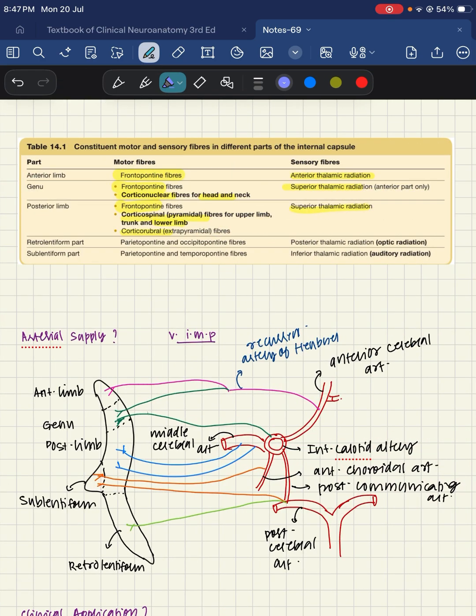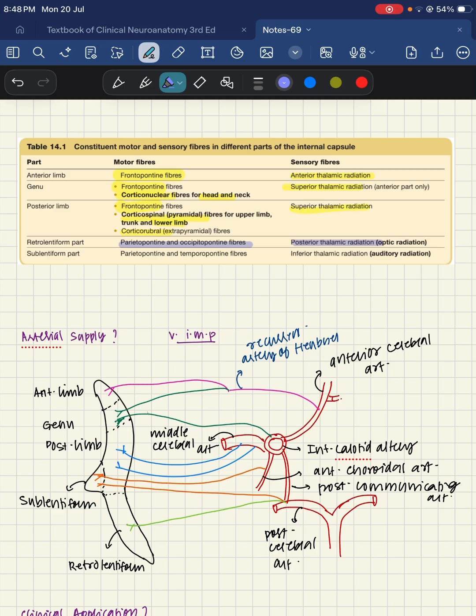Okay, so coming to the next one, which is the retrolentiform part. Through the retrolentiform part, we can see that the parietopontine and the occipitopontine fibers are the ones which are passing, and the sensory fibers passing are the posterior thalamic radiations. The optic radiations, as I said, pass to the optic cortex, which is there in the occipital lobe, so it should go backward. So similarly, it is the posterior thalamic radiations going to the retro, which means backward.